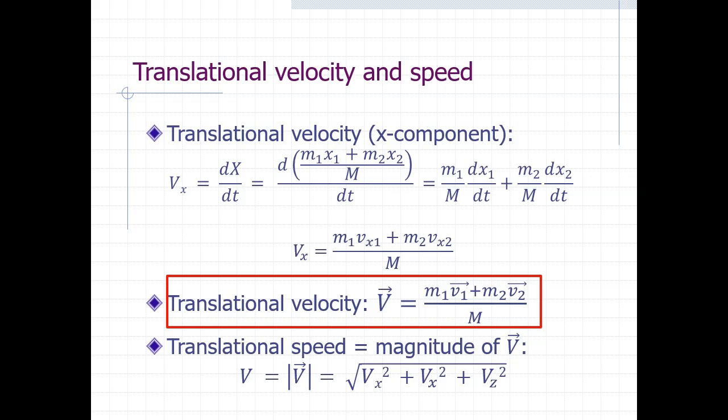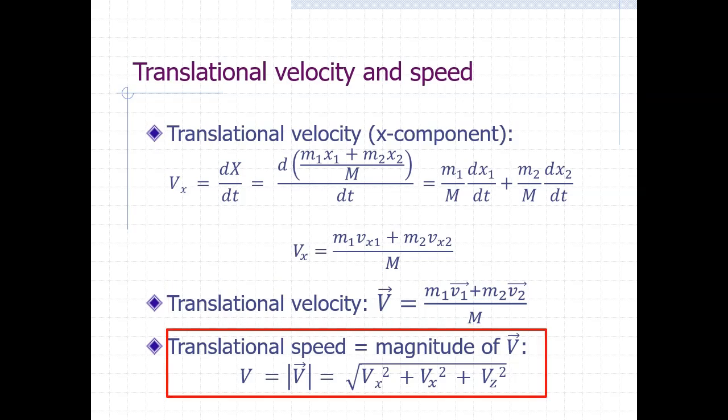So, we can now easily calculate the translational speed, which is just the magnitude of the translational velocity vector. As with any vector, the magnitude of the translational velocity vector is just the square root of the sum of the squares of its components.